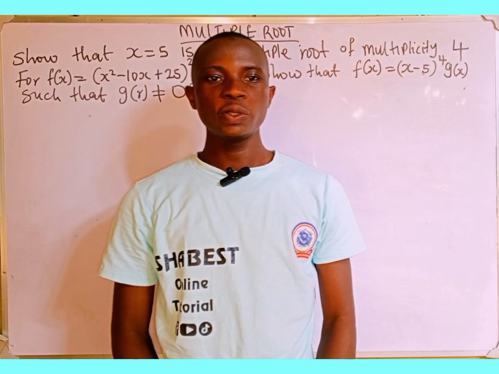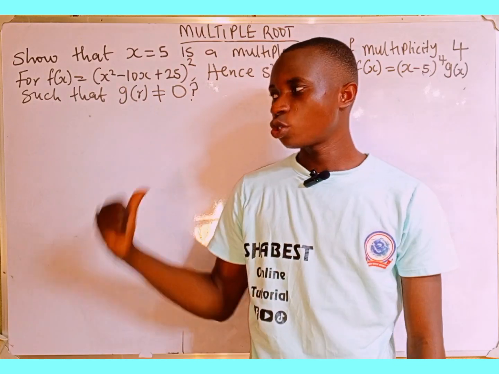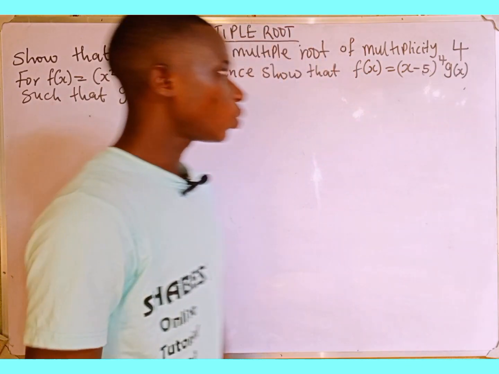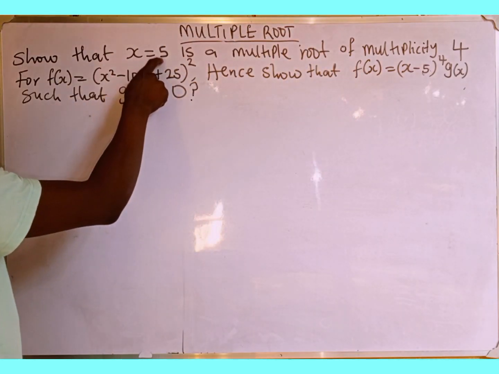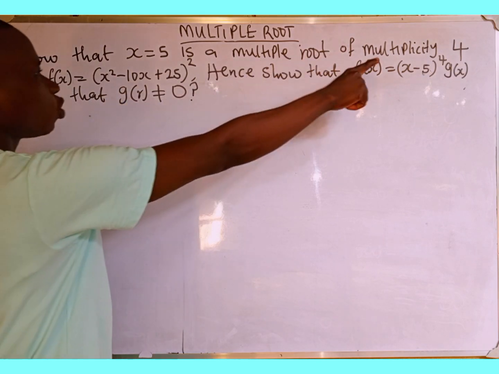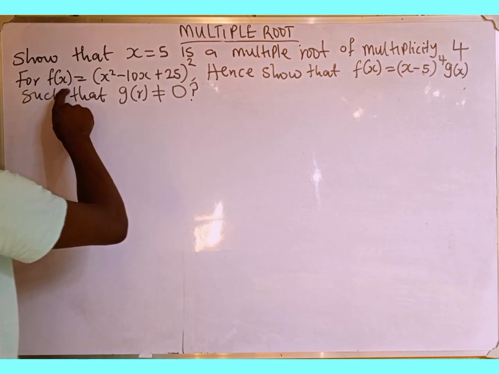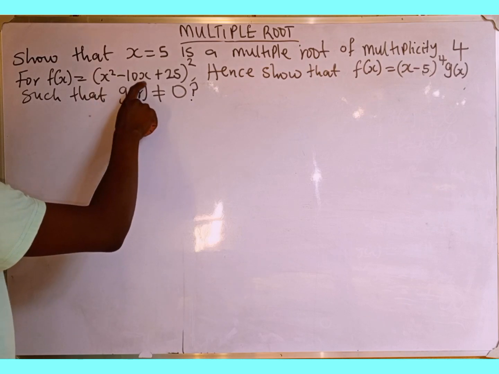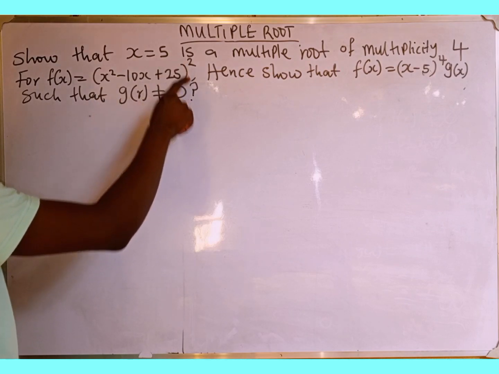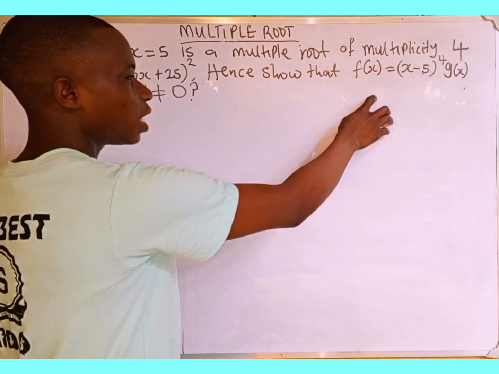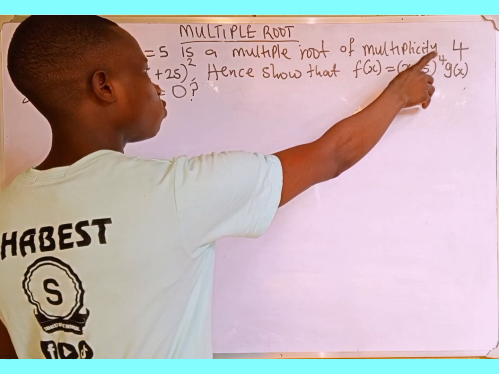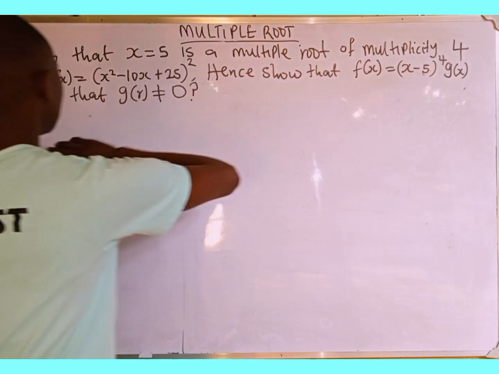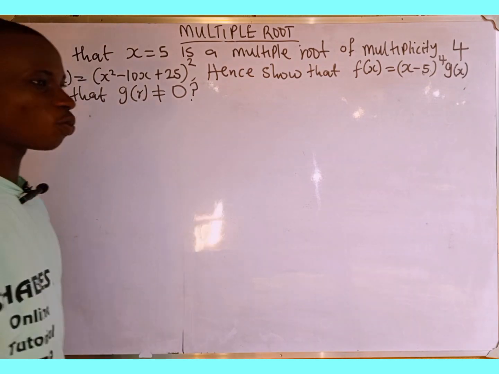In today's tutorial, we're going to learn how to provide a solution to this question on the board. And the question reads, show that x is equal to 5 is a multiple root of multiplicity 4 for f of x is equal to (x squared minus 10x plus 25) all square. Hence, show that f of x is equal to (x minus 5) to power 4 g of x such that g of r is not equal to 0.